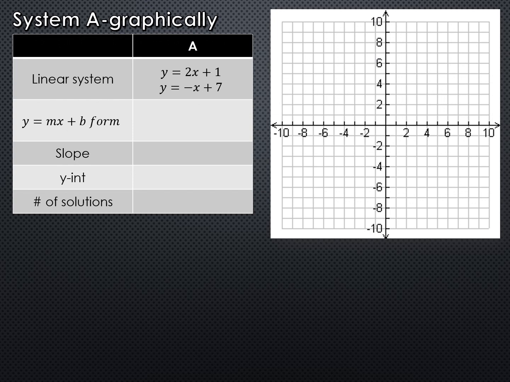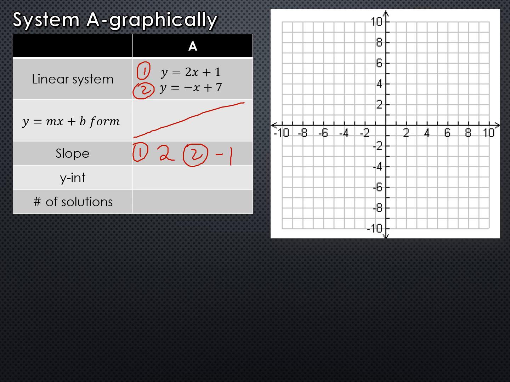So system A, graphically. Let's call this equation 1. Let's call this equation 2. First thing you want to do when you're comparing these systems is put them into y equals mx plus b form. Conveniently, they already are in y equals mx plus b form for us, so we don't have to do that. The next thing you want to do is compare their slopes. So if we look at equation 1, the slope is the number in front of x, so this has a slope of 2. And if we look at equation 2, it has a slope of -1.